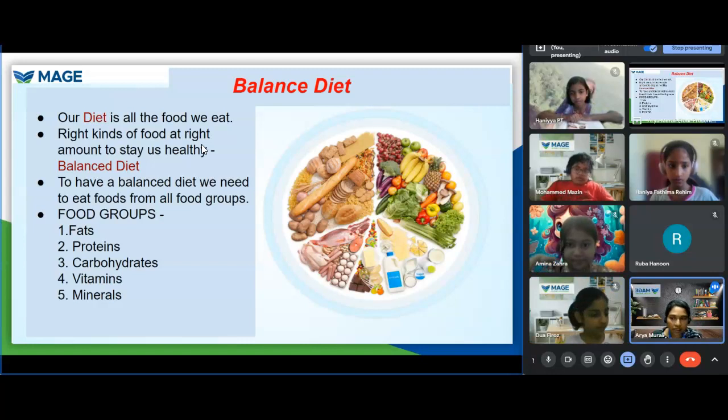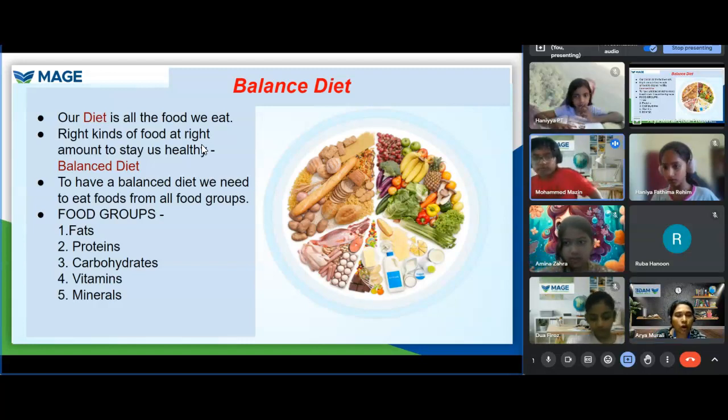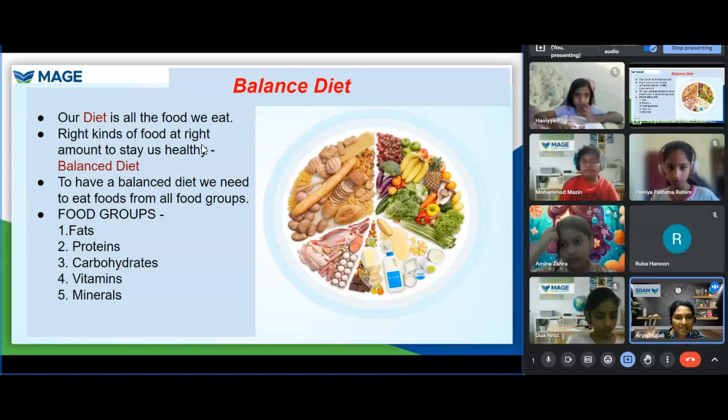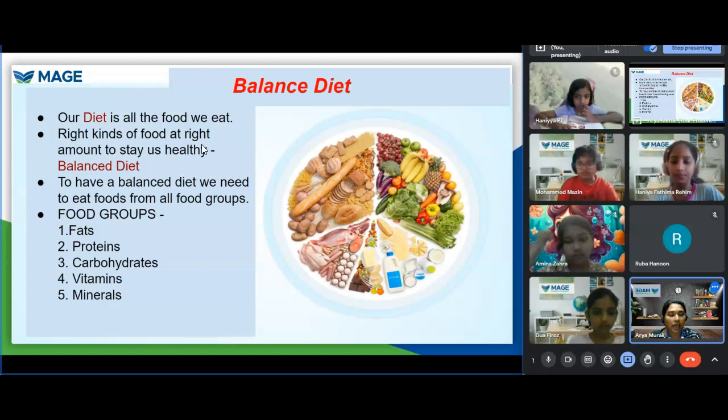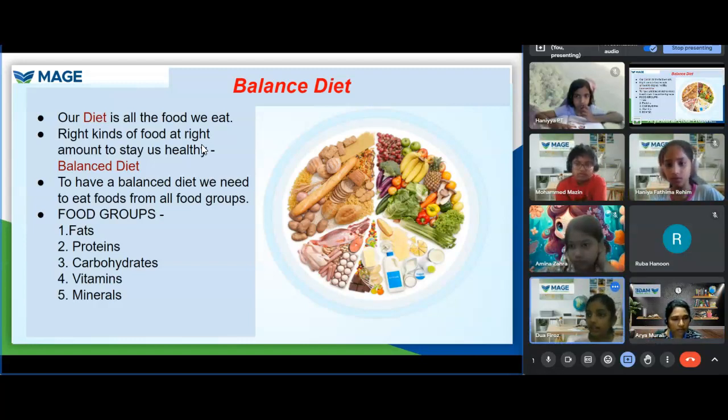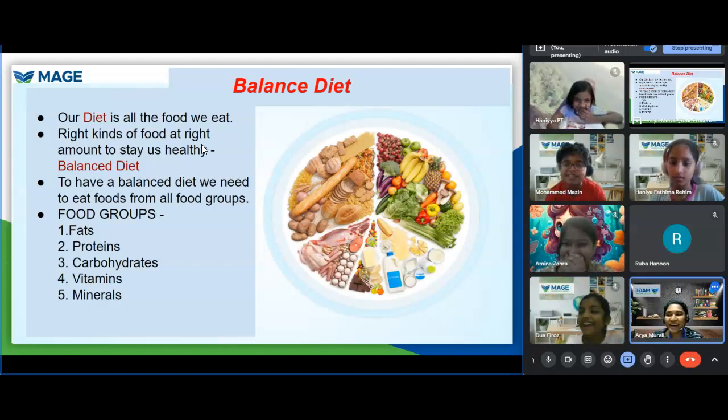When it comes to the balanced diet, it is the right kind of food. We can't eat all types of food items that are available to us. There are some foods that are not healthy for us, and we should avoid them. So, right kind of food at the right amount to stay healthy, that is a balanced diet. You should remember 2 points: it is the right kind of food, that means it should be healthy food, and it should be in the right amount.